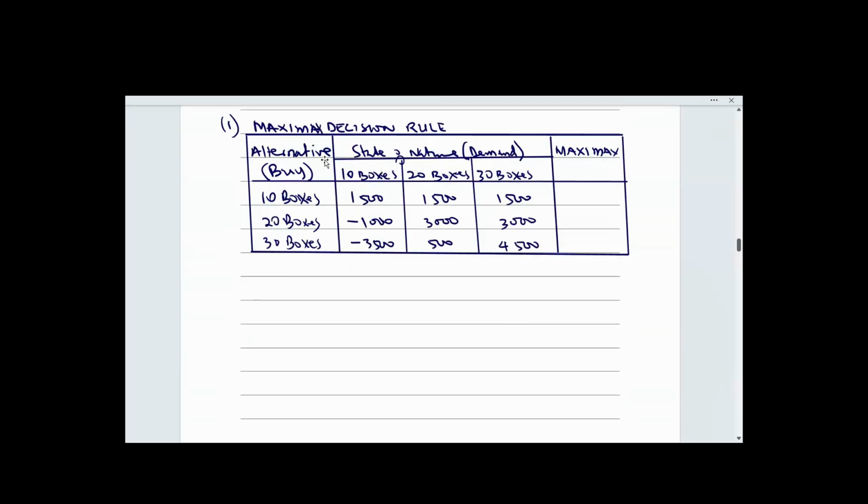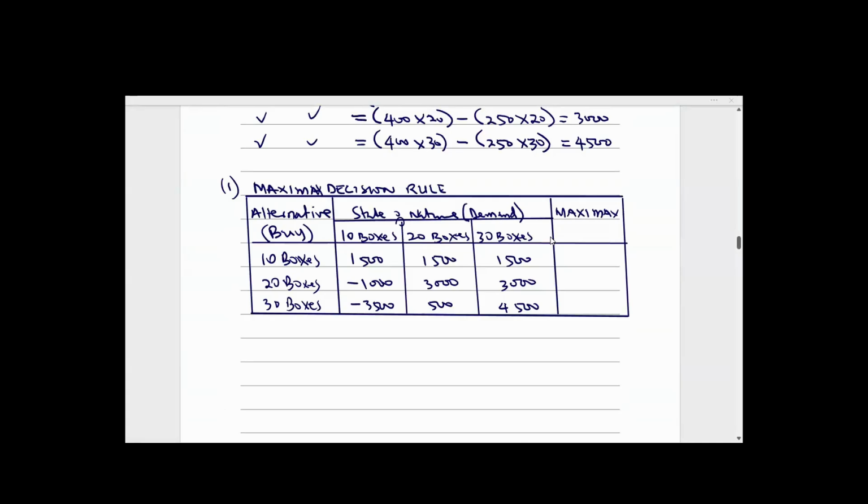So the next thing we need to do using the Maximax criterion is to select the maximum value in each row. In the first row, all the figures are the same, so just select 1,500. In the second row, the highest value is 3,000. In the third row, the highest value is 4,500. To make a decision, we select the highest of the highest figures. So 4,500 is the maximum. In this case, the company should buy 30 boxes of apple.